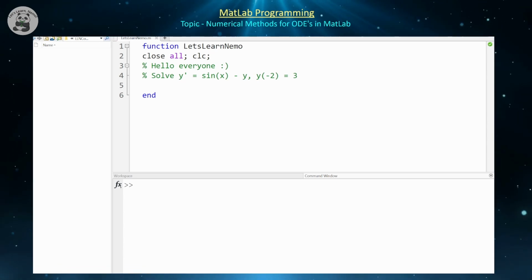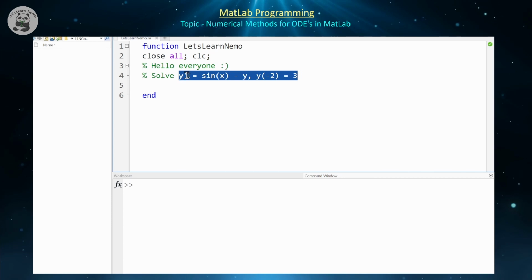So, the differential equation or initial value problem that we're going to be looking at is this very simple linear equation. y prime is equal to sine x minus y, with y of minus 2 equal to 3 as the initial condition.